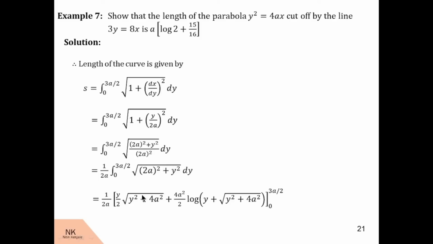whose value can be given by y by 2 into under root of y square plus alpha square, plus alpha square by 2 into log of y plus under root y square plus alpha square. Here alpha square is 2a whole square, so alpha is 2a. Here the limits are 0 to 3a by 2. Now we substitute these limits in y.